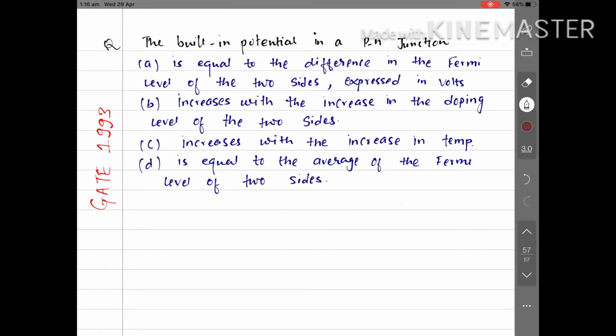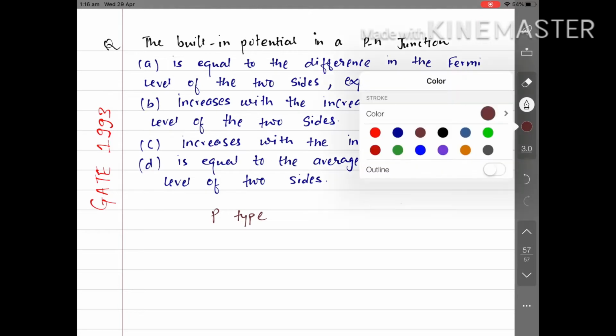To understand this question, first we need to understand the Fermi level and the energy band of p-type or n-type material. So let me draw the energy band and Fermi level for p-type material. So this is for the p-type material.